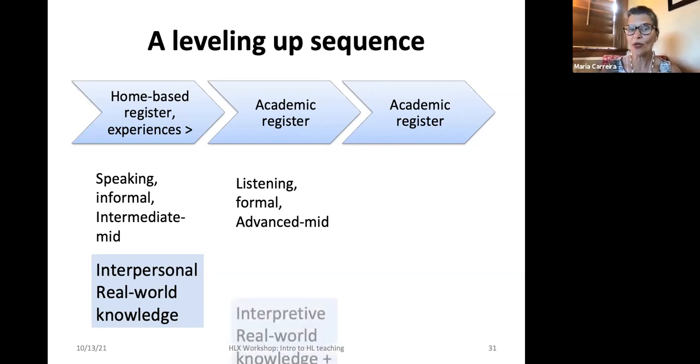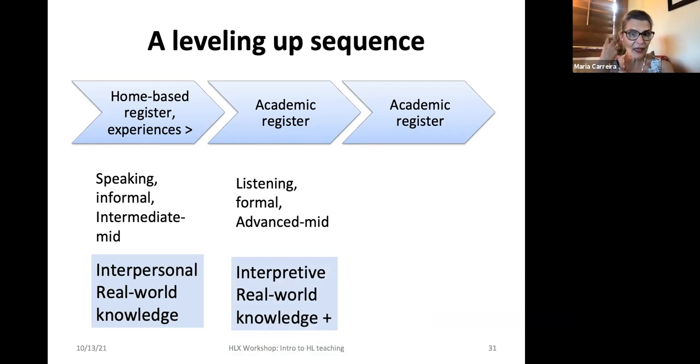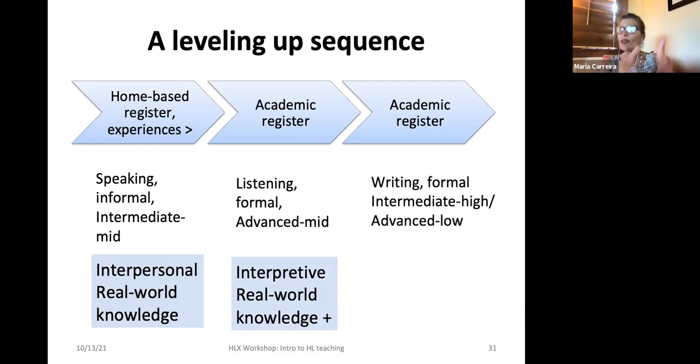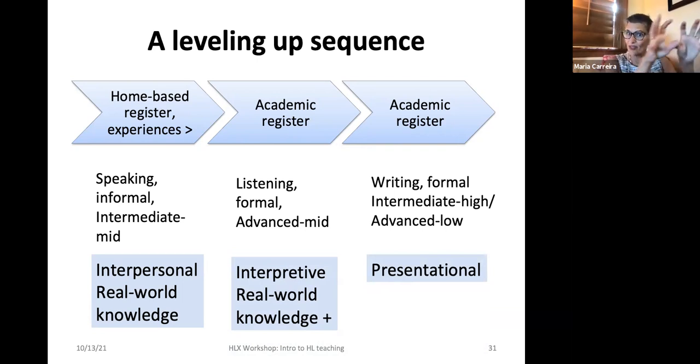I'm using formal language, and notice now I'm building on their interpretive skills, the real world knowledge that they have about their HL country, plus everything else that has come out with this interpersonal exchange that we started the conversation with, right? And then slowly we build up to writing at advanced low, maybe level, right? Or to give a presentation. That's a presentational mode. So notice how we go from the strength, again, to a weakness or an area in need of development, right? Okay.